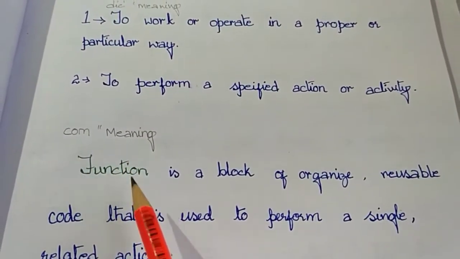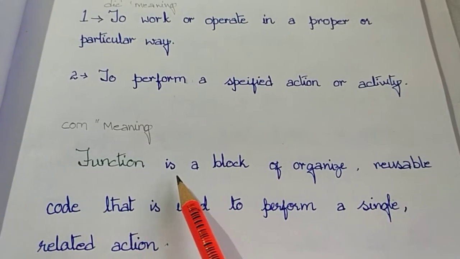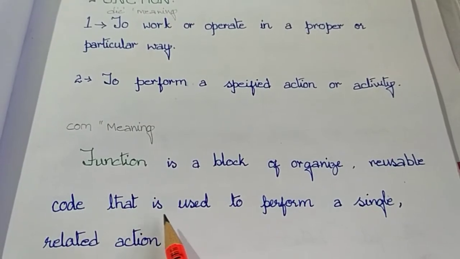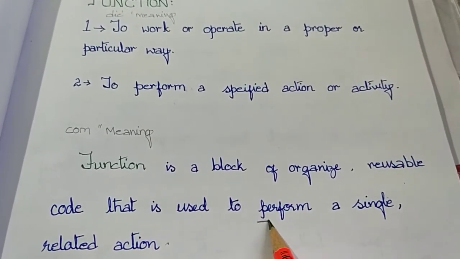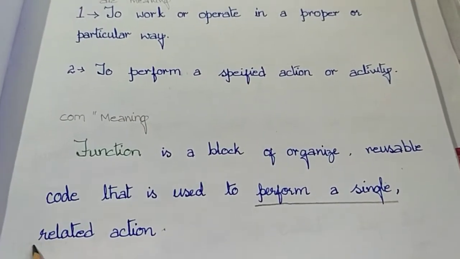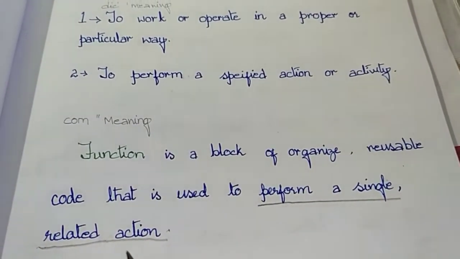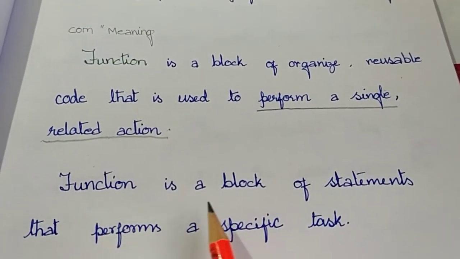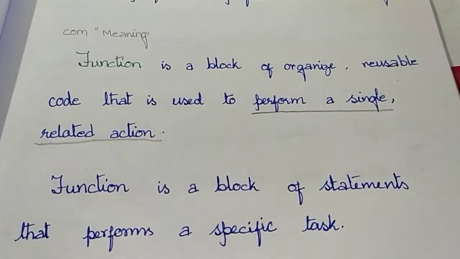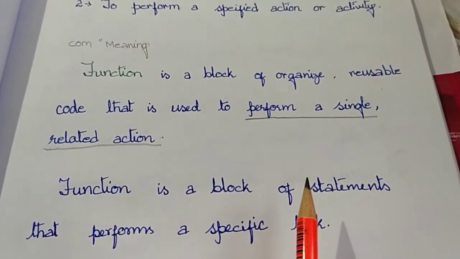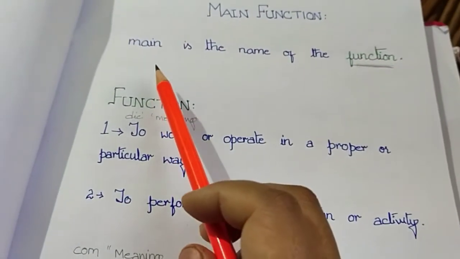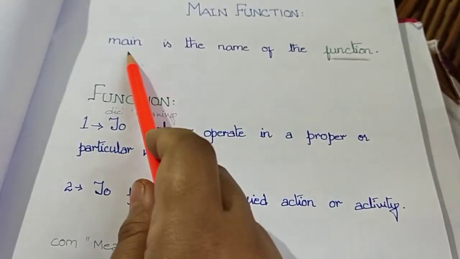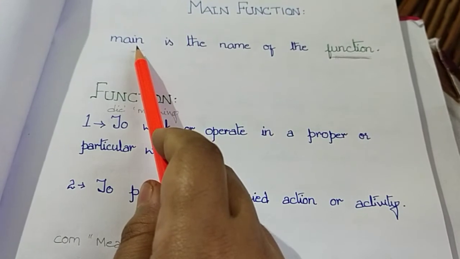And in computer, the meaning of the word function is a block of organized, reusable code that is used to perform a single or related action. Or another meaning of the word function is a block of statements that perform a specific task. So since I mentioned main is the name of a function, that means our main needs to perform a specific task or a specific work.